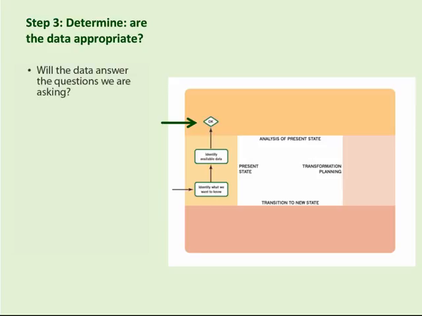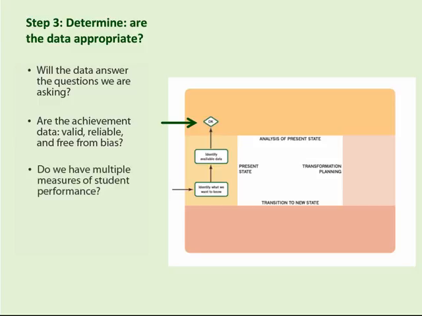Will the data that we have answer the questions that we are asking? Are the achievement data from measures that are aligned to our standards valid, reliable, and free from bias? Do we have multiple measures of student performance? And do the data have integrity? That is, are they accurate, complete, secure, and unchanging?